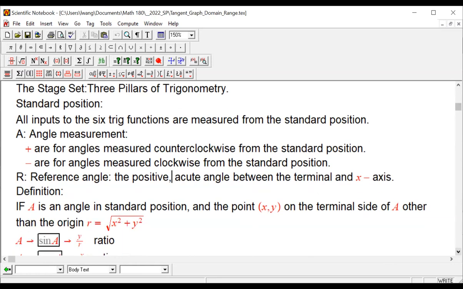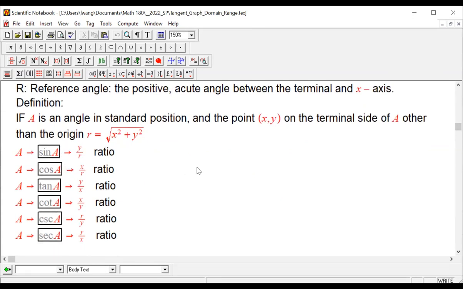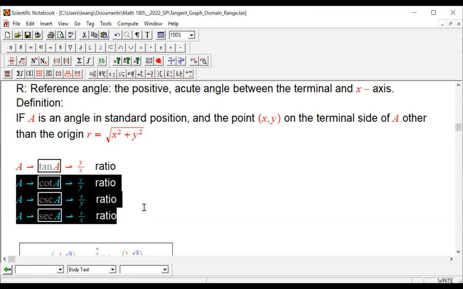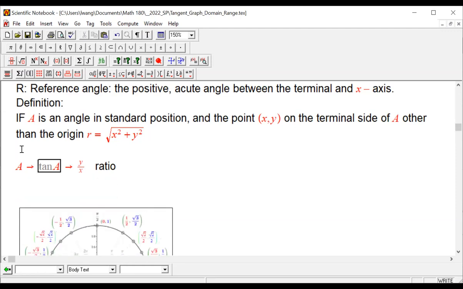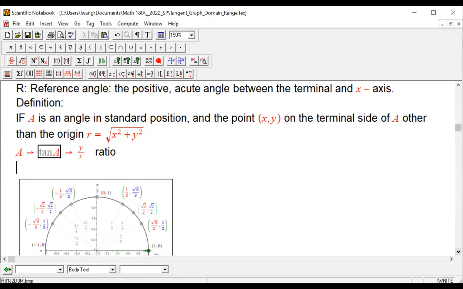Definition. Today, we're going to discuss the definition for tangent, right? So we're going to move on from the sine and cosine. Okay, we have discussed sine and cosine, and we have a bunch of special angles that we worked out. And so with that understanding, if you look at the unit circle, it says the point on the terminal side of A other than the origin, still the same setup. But the tangent of an angle, okay, is the ratio of y over x.